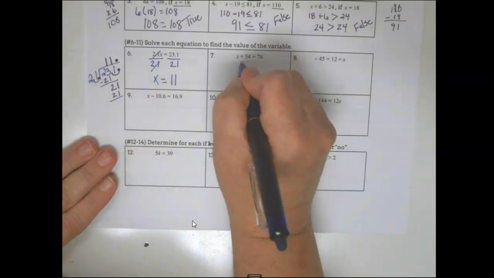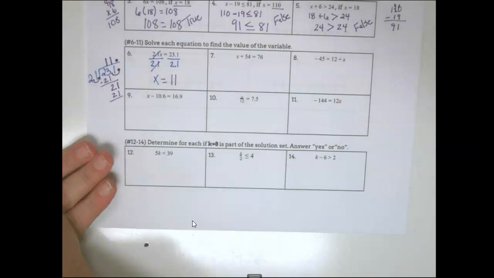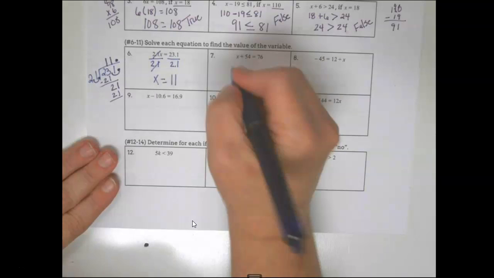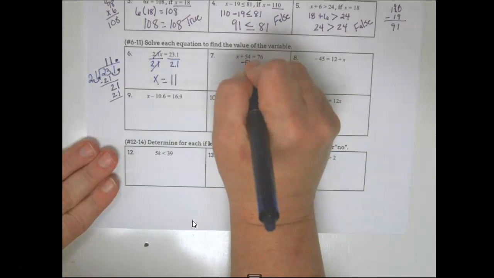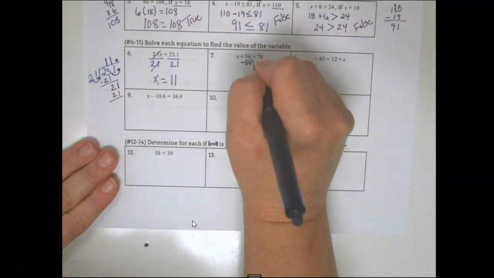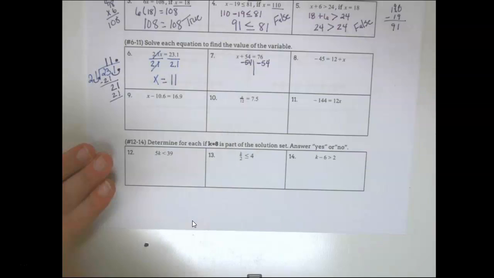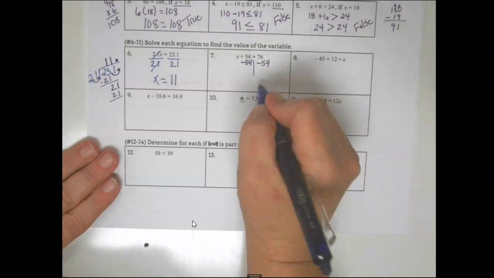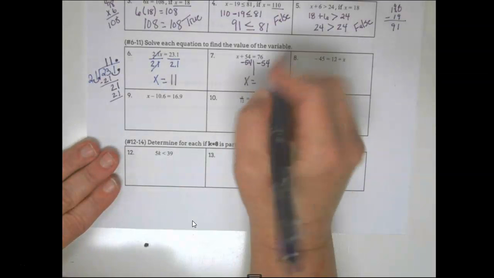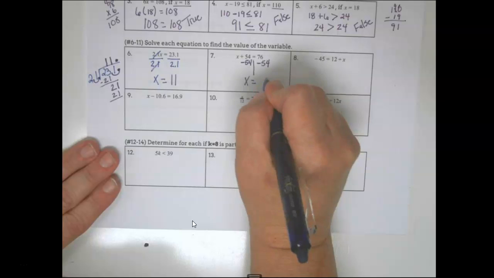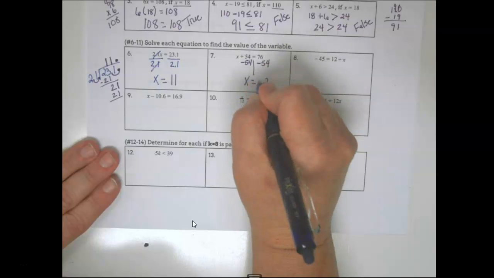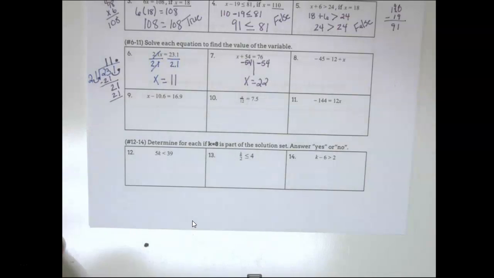This one I have addition. The inverse to addition is subtraction. So minus 54. Remember, it is the same thing as adding a negative. 76 minus 54. 6 minus 4 is 2. 7 minus 5 is 2. 22.